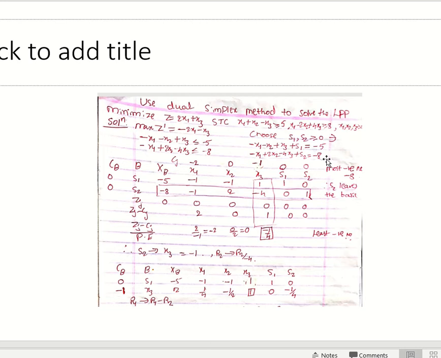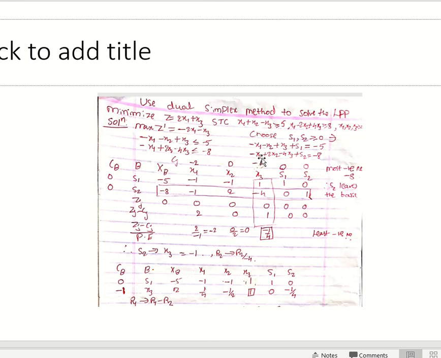Now, after writing this, you have to write the table corresponding to the coefficients of this. First we have to write CB, then B, the basic variable, then XB, the basic feasible solution. Now X1, X2, X3, S1, S2. So these are the total variables. Now, what are the x1, x2 coefficients? Minus 1, here plus 1, then s1 is 1, there is no s2 so 0, and here XB, that is the RHS part, is minus 5.